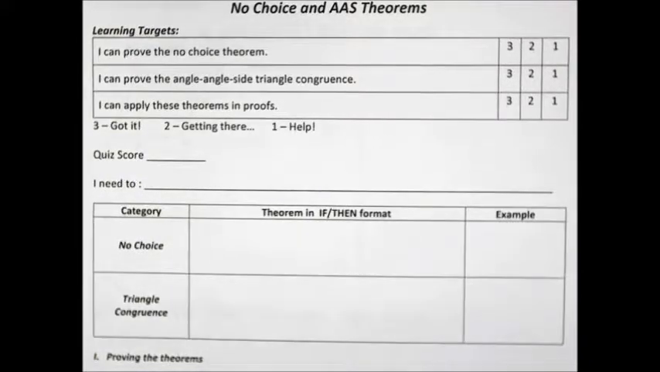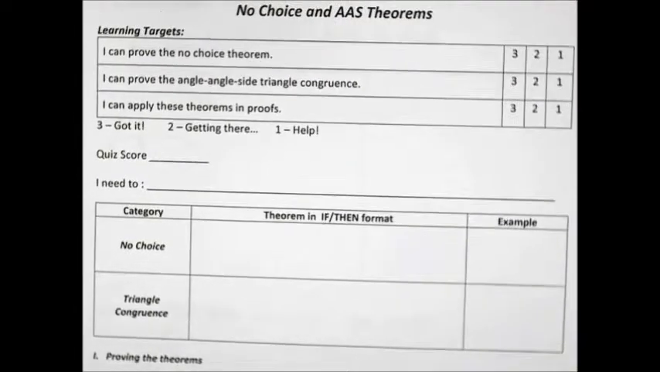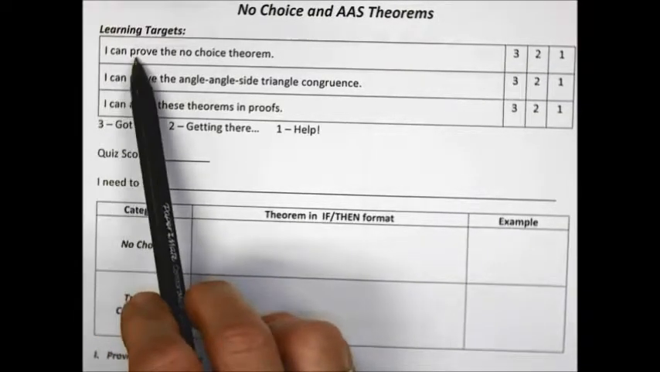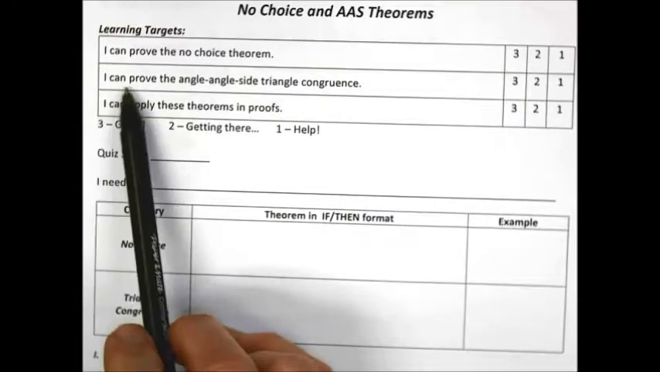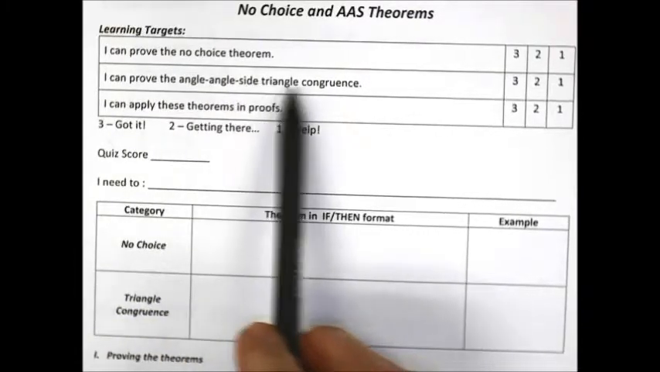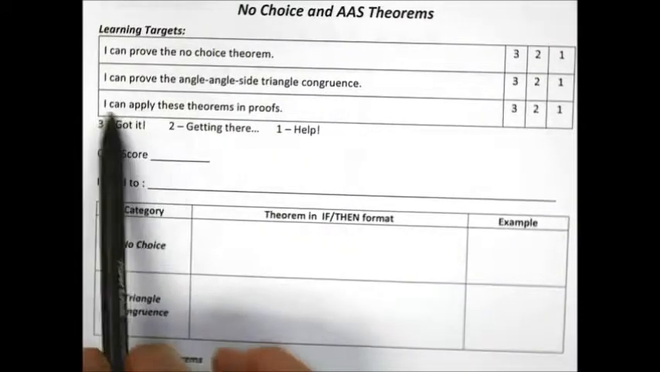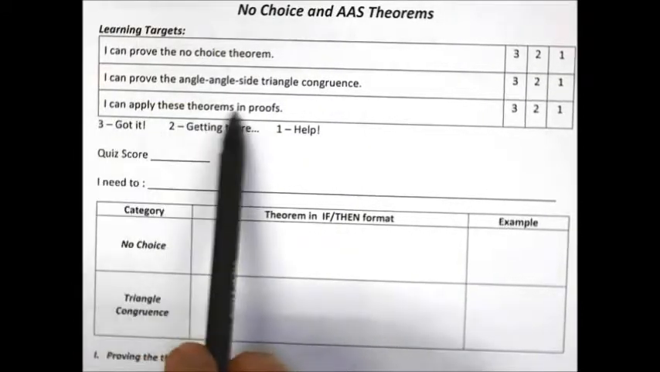Okay, the next lesson, 7.2, is on two theorems called the no-choice theorem and angle-angle-side theorems. We're going to go back to proof just for this one section here. If you look at the targets, it says I can prove the no-choice theorem and I can prove the angle-angle-side triangle congruence. So notice those are theorems that we're going to be using, and that's the third target that I can apply these theorems.